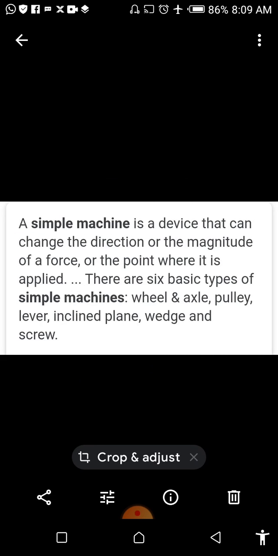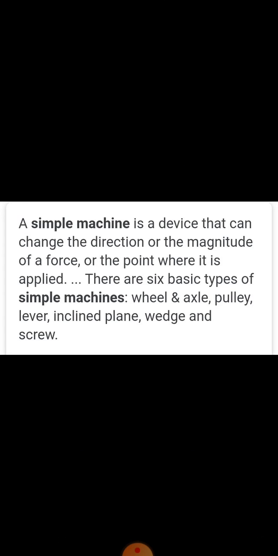Clear? Now the new topic, today's new topic, is about simple machines and the types of simple machines. First, you know what a machine is. A machine is a device which makes our work easier. Clear? And a simple machine is a device that can change the direction or the magnitude of a force or the point where it is applied.